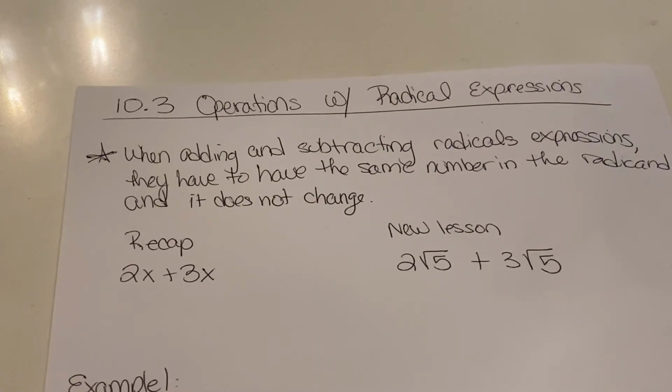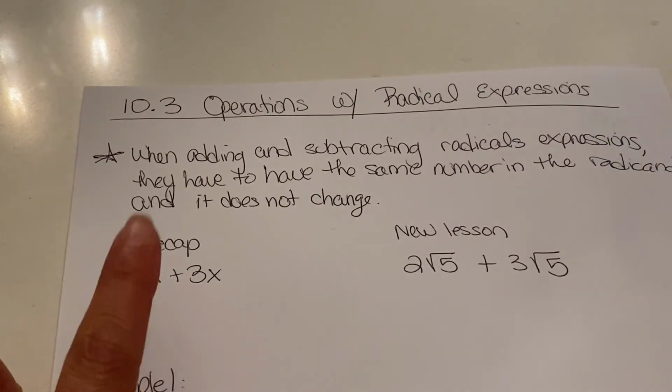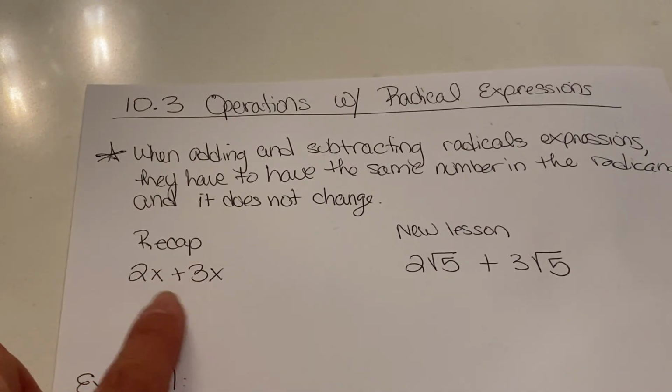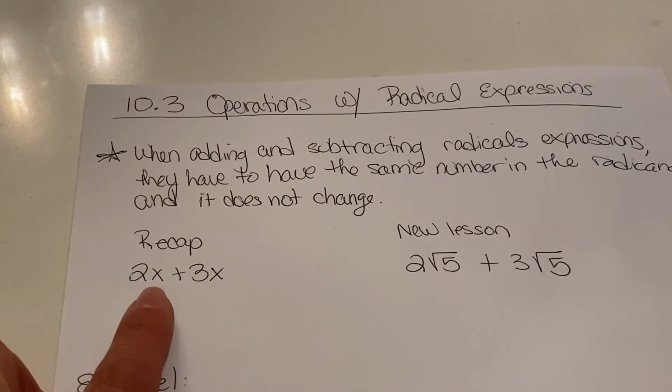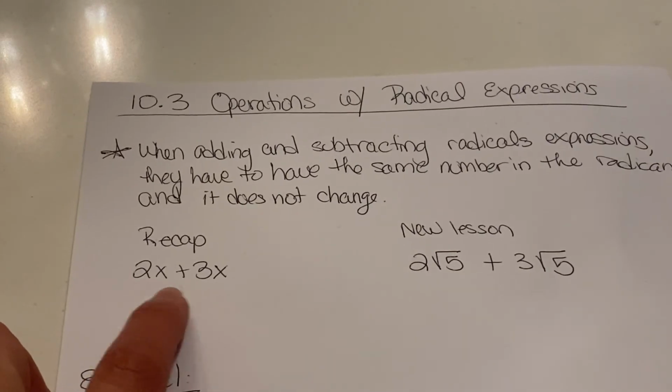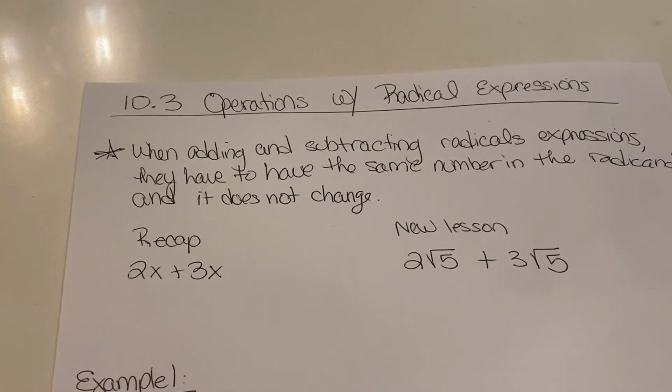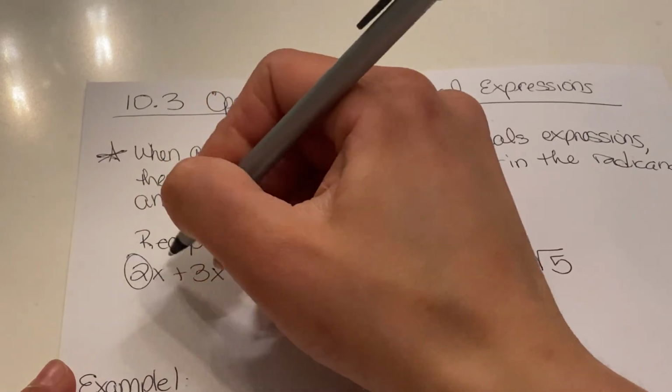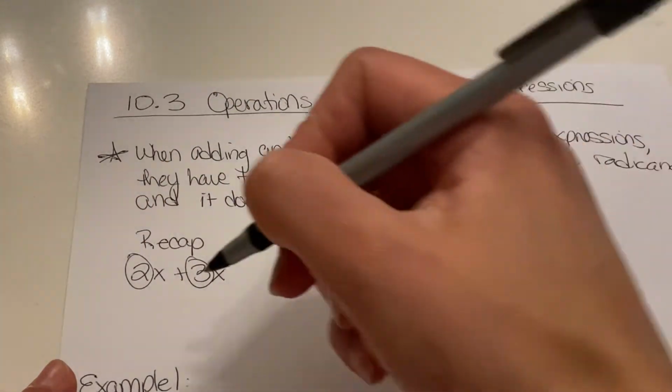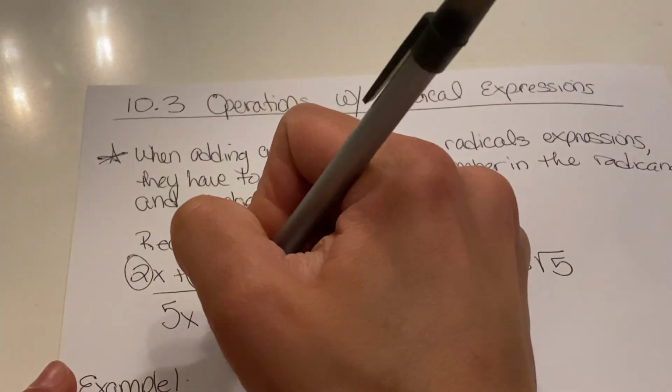So for example, let's go back to last year, what you learned in combining like terms. When I have 2x plus 3x, you see how they both have an x? That means they're like terms, so I'm able to add their coefficients, which gives me 5x, and that's my answer.